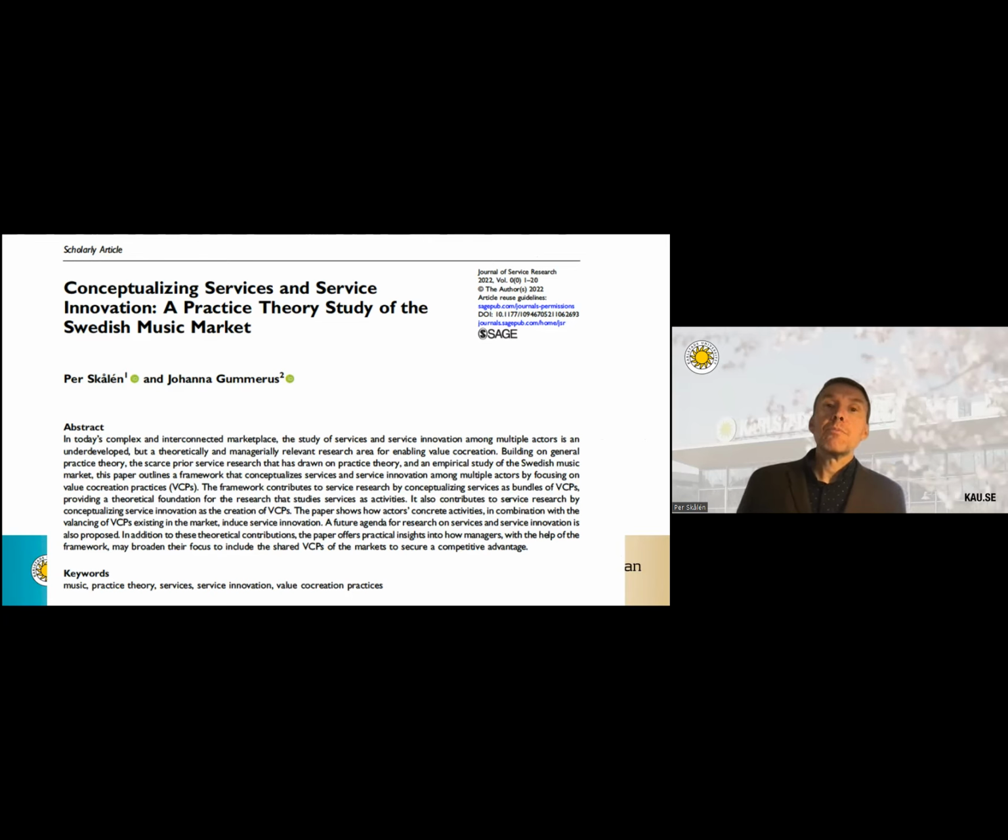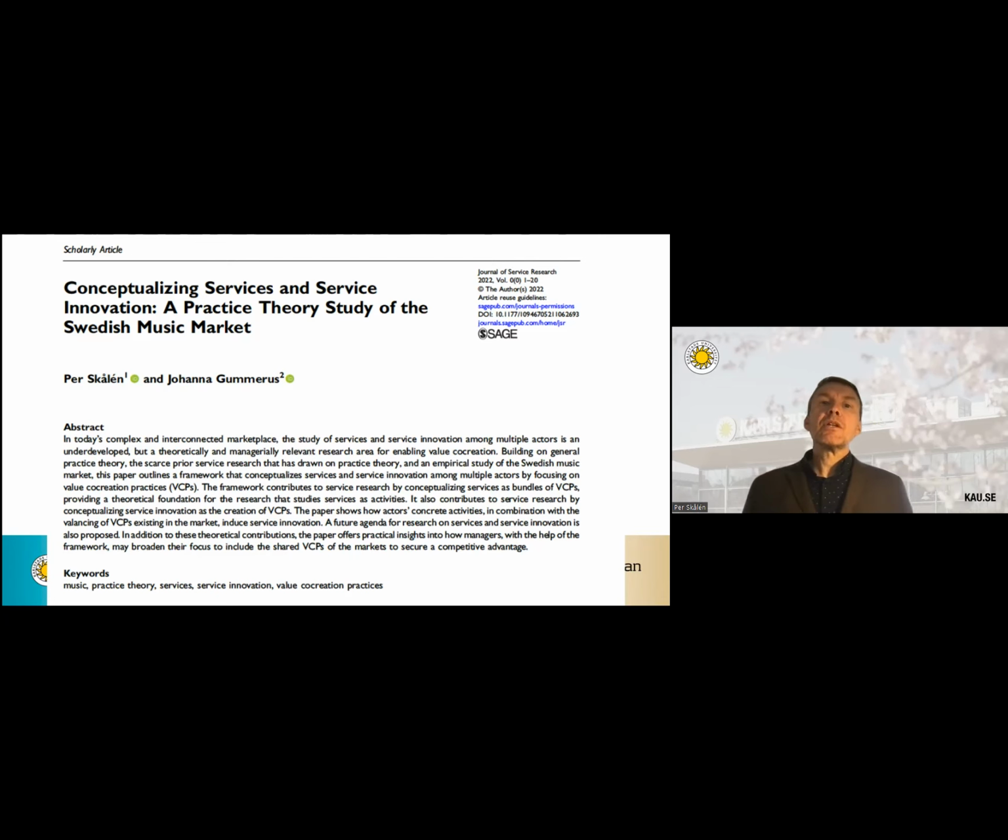And another paper that I call my SAP paper, Services as Practices, where I introduce practice theory to service research. So I'm going to begin today with the MAP paper and then the SAP paper.